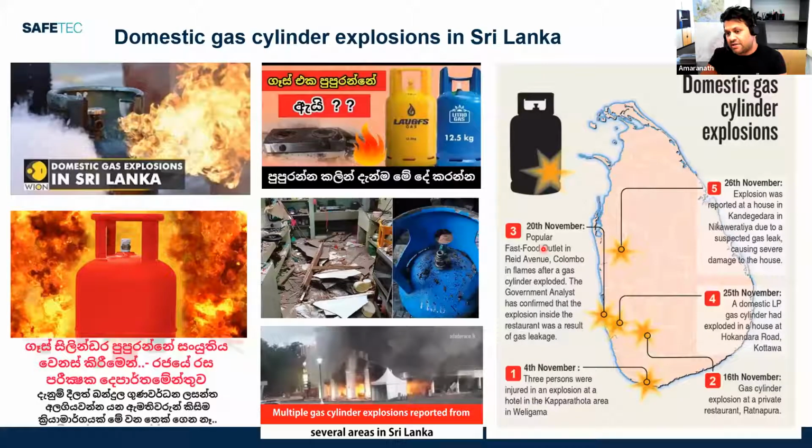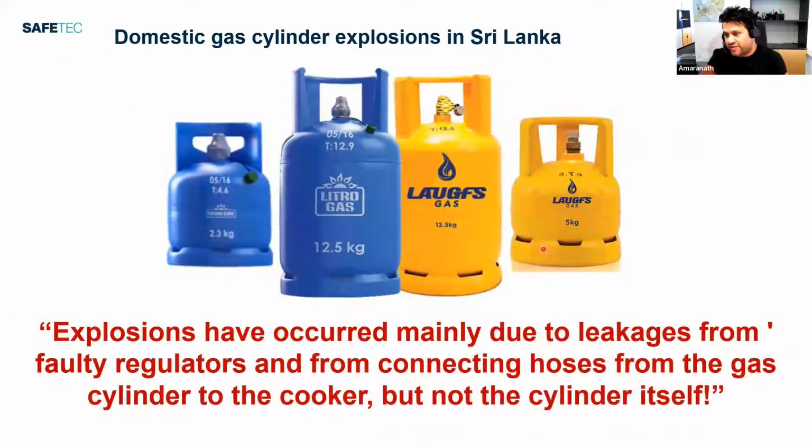we had several discussions, but the two main gas suppliers, Litro and Love Gas, came with this explanation for the whole incident. Explosions have occurred mainly due to leakage from faulty regulators and from the connecting hoses from the gas cylinder to the cooker, but not the cylinder itself. So this was the explanation from Litro and Love. And it's very sad to see that they haven't focused on the safety of the people and the consumers, the gas consumers that are very important for their business.